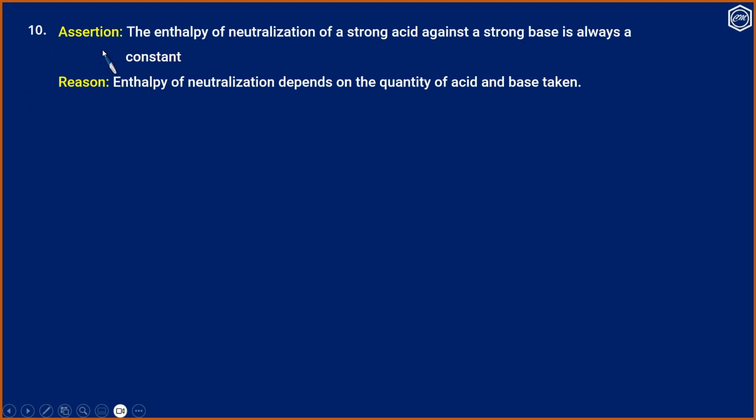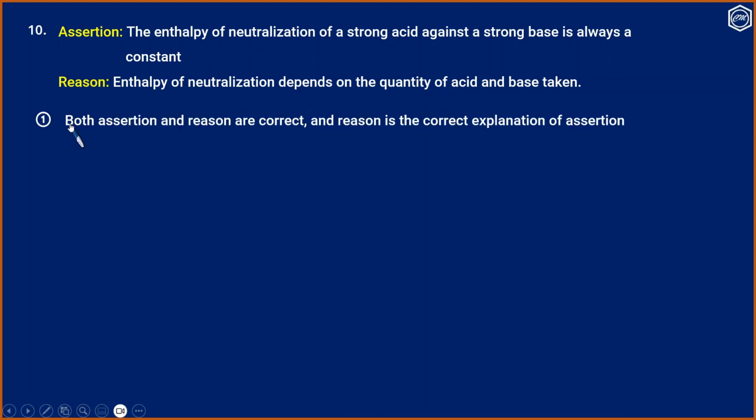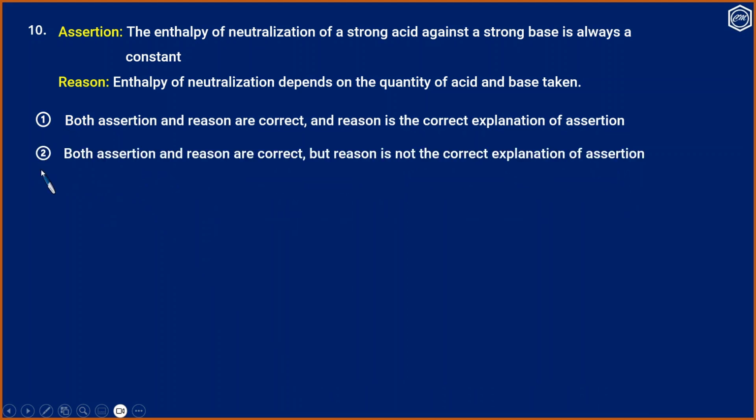Question number 10. Assertion: the enthalpy of neutralization of a strong acid against strong base is always a constant. Reason: enthalpy of neutralization depends on the quantity of acid and base taken. Option 1, option 2, option 3 and option 4.